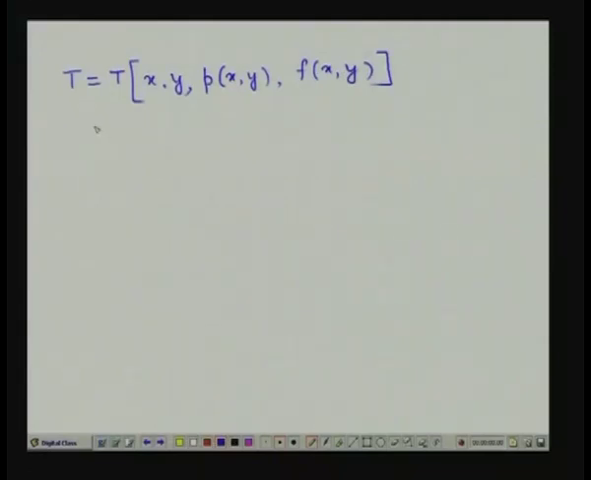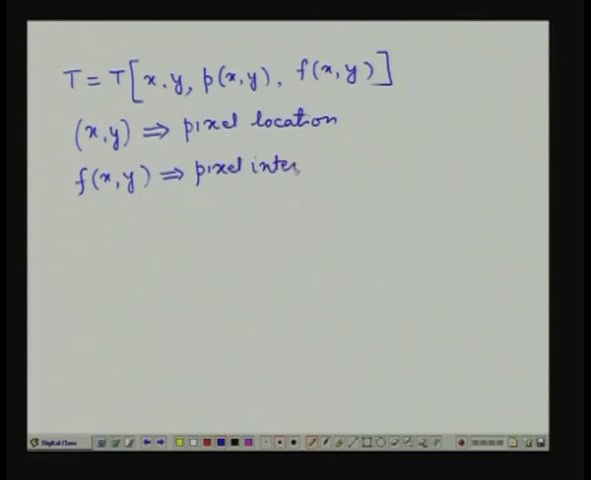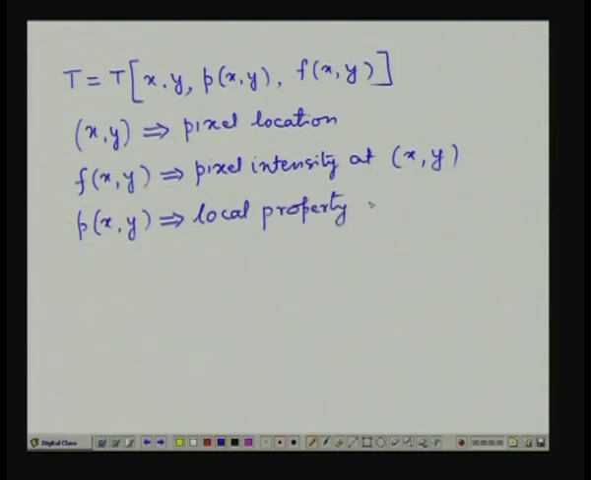This function T is a function of x y, which is nothing but the pixel location in the image; f(x,y), which is nothing but the intensity value at location x y, so this is the pixel intensity at location x y; and p(x,y), which is some local neighborhood property in a neighborhood centered at x y.